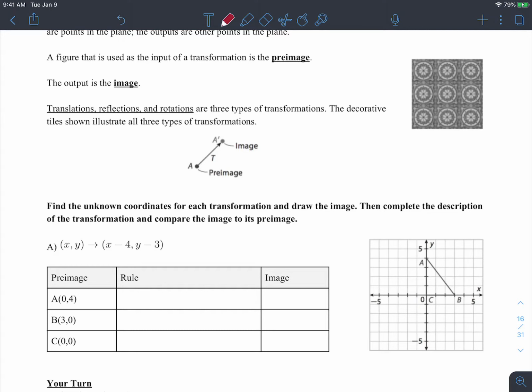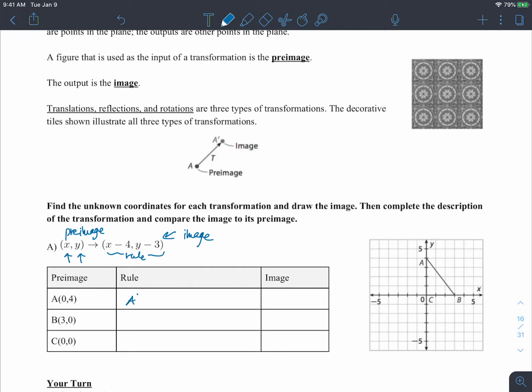So we have a rule here. Your input is x and y, the pre-image. That's the pre-image coordinates. That would be the image coordinates. And usually that's denoted by the transformation, that is an arrow. Okay, so that's the rule. This is the rule to get the image.